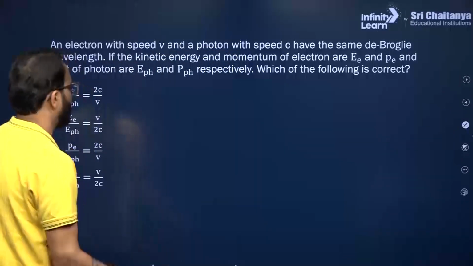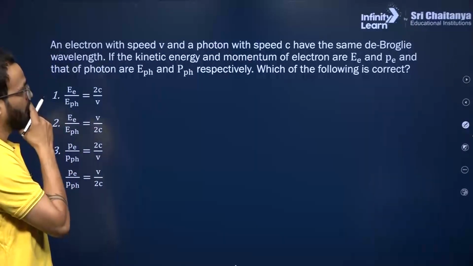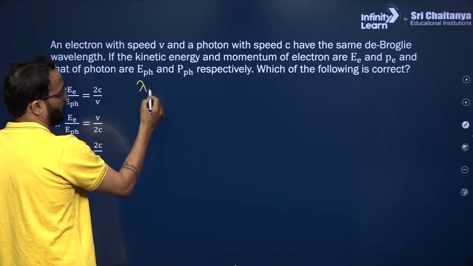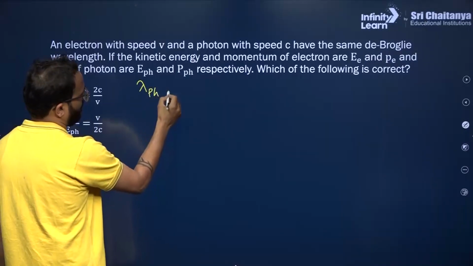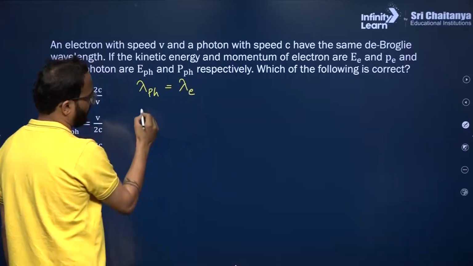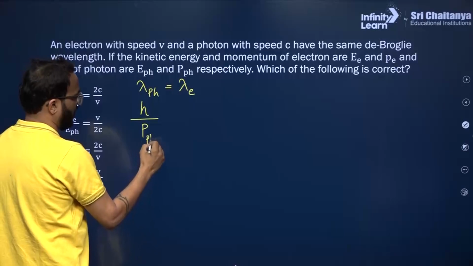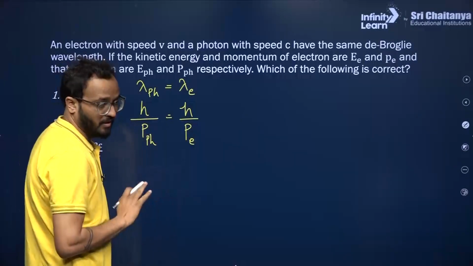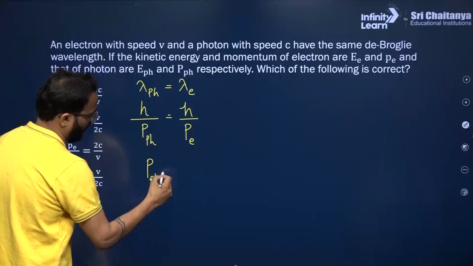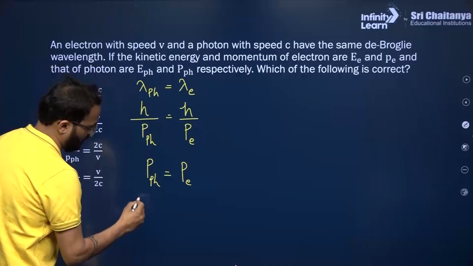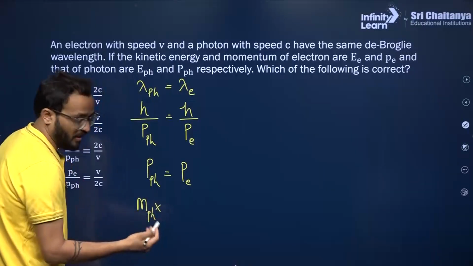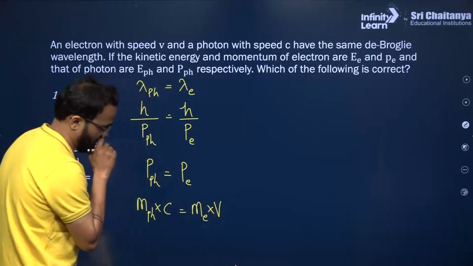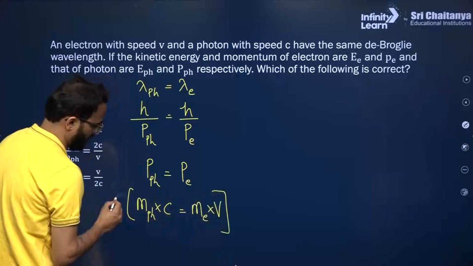Okay, now this is very interesting. So we will say, since their de Broglie wavelengths are same, that means their momentum are same, right? So lambda of photon is equals to lambda of electron. h by momentum of photon is equals to h by momentum of electron, right? That means momentum of photon is equals to momentum of electron. That means mass of photon into speed of photon is equals to mass of electron into speed of electron. Okay, so this is our equation number one.